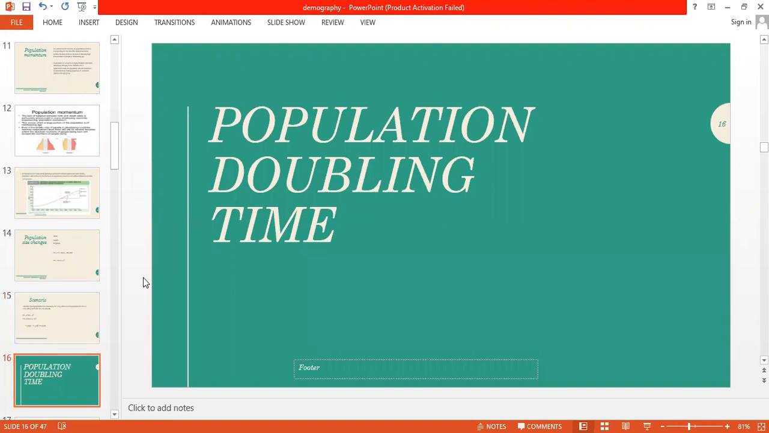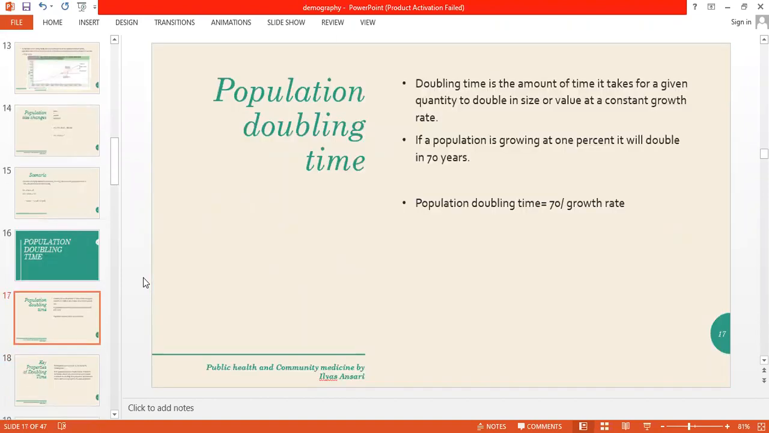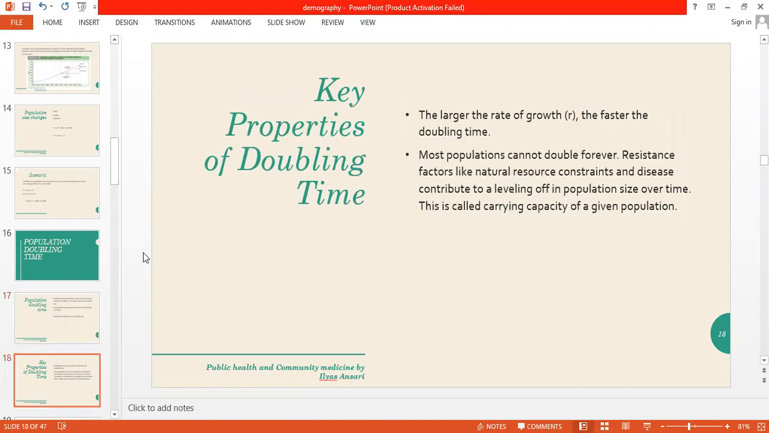Now, what is population doubling time? Doubling time is the amount of time it takes for a given quantity to double in size or value at a constant growth rate. If a population is growing at 1%, it will double in 70 years. The formula used for population doubling time is 70 divided by the growth rate.